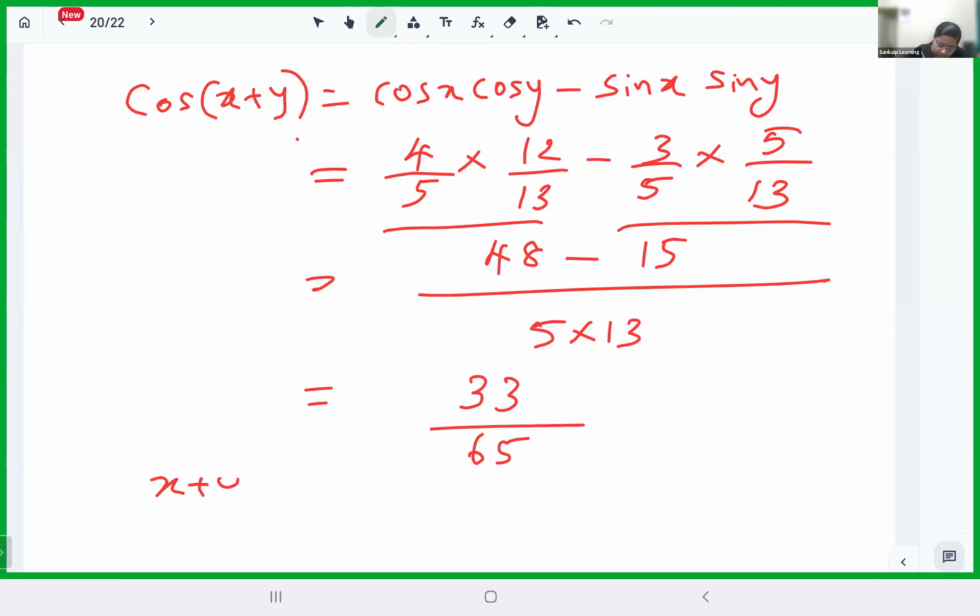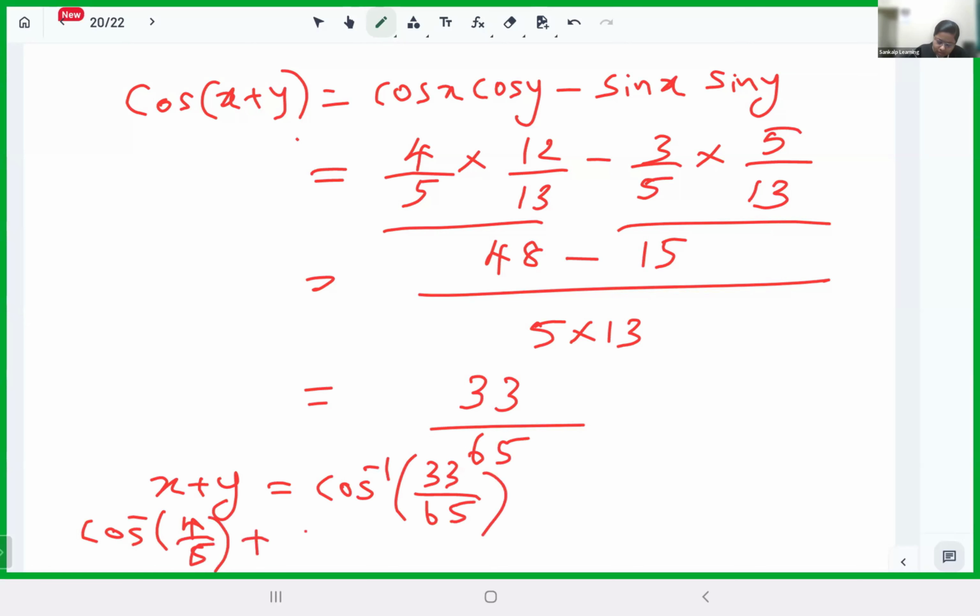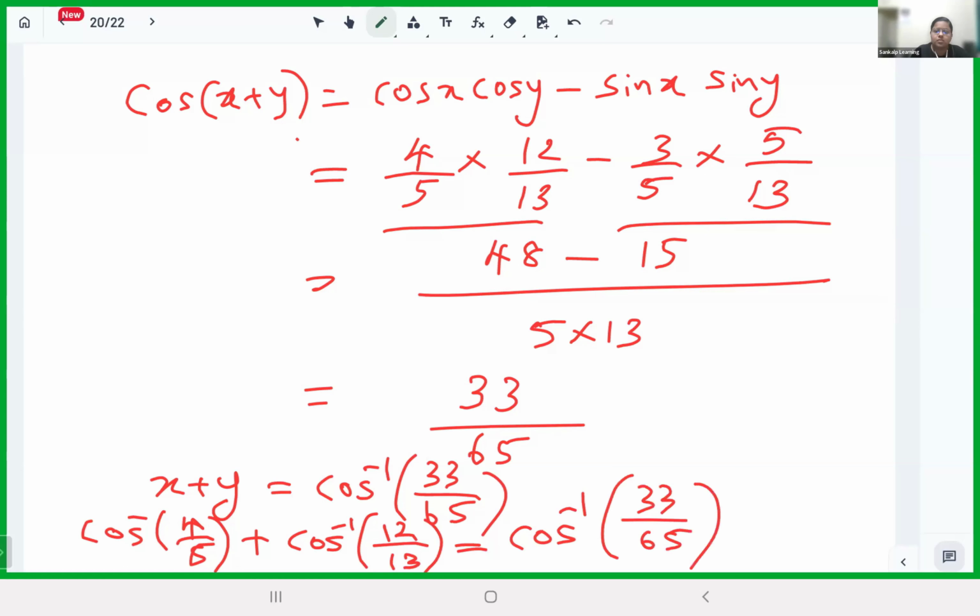So what is x plus y? From the definition of inverse, we can write this as cos inverse of 33 by 65. And what are x and y? We have substituted x as cos inverse of 4 by 5, and y was cos inverse of 12 by 13. That is equal to cos inverse of 33 by 65, which is our RHS, isn't it? So we have proved LHS is equal to RHS.